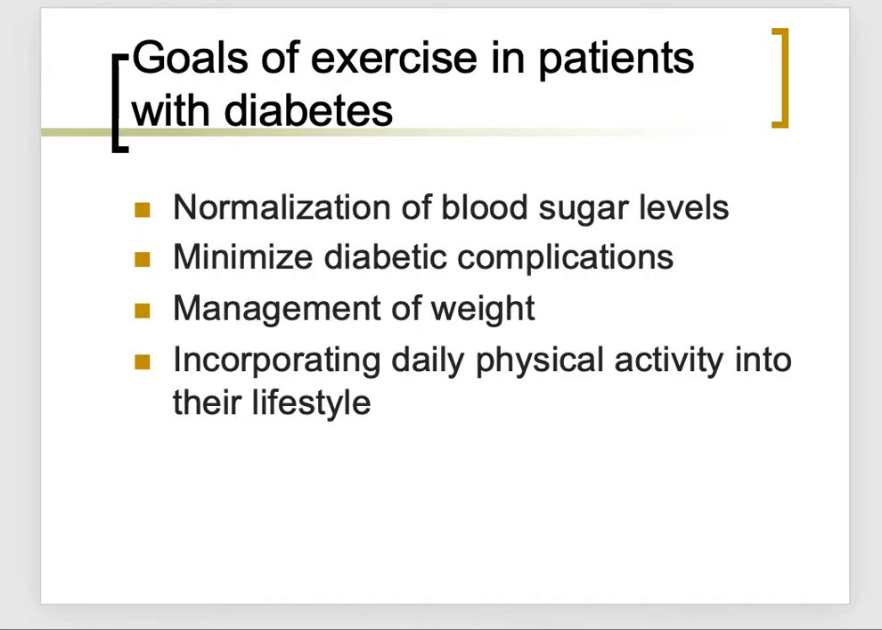So our goal is tight glycemic control. Remember the A1C, hemoglobin A1C level of 7% or less. Want to minimize complications. Weight is an important thing. We want to manage their weight.